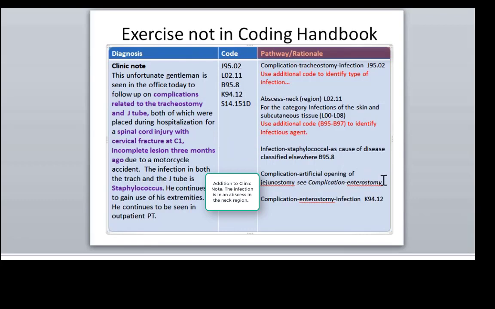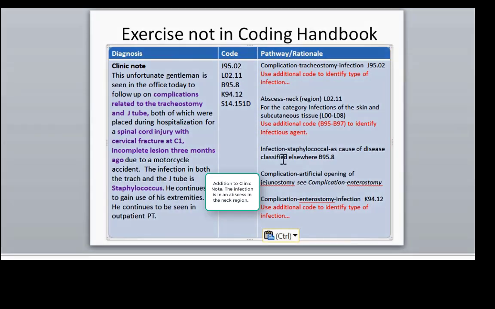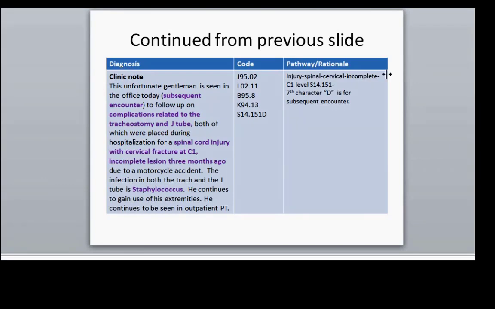The complication of the J-tube, K94.2. And I just put this here, the use additional code to identify type of infection, also an instructional note below the complication for the J-tube. So that takes us through the first four codes. The only one left is the code for the spinal cord injury, and I have that on the following slide.